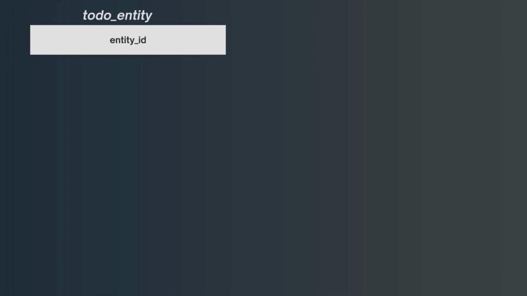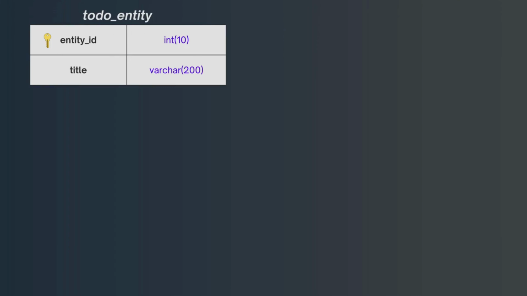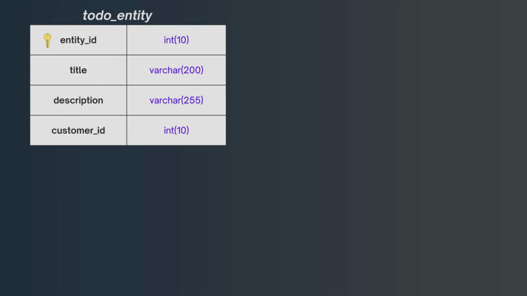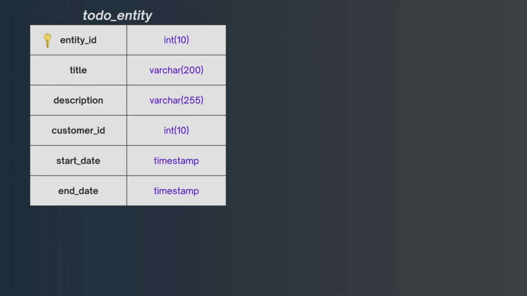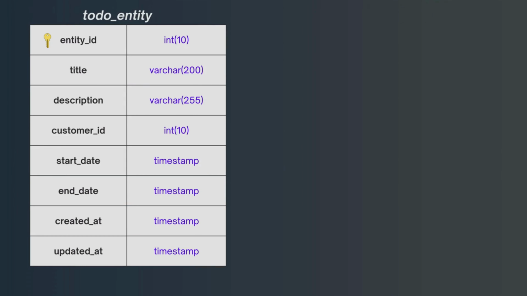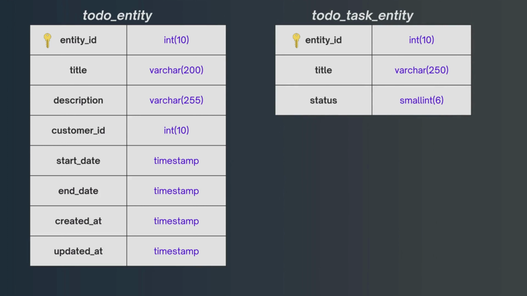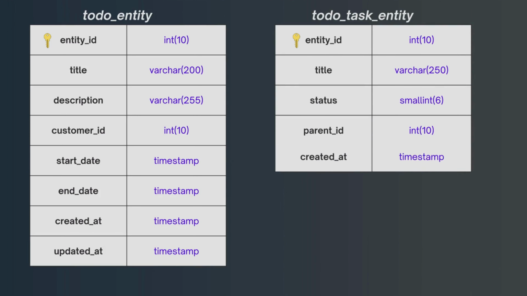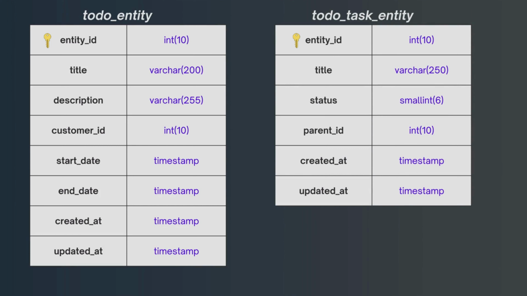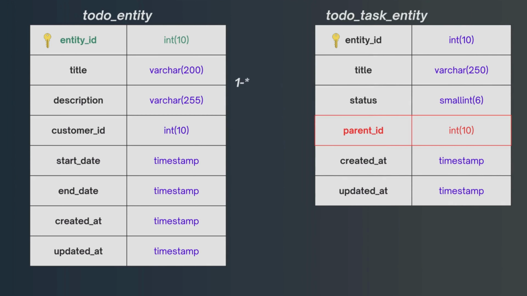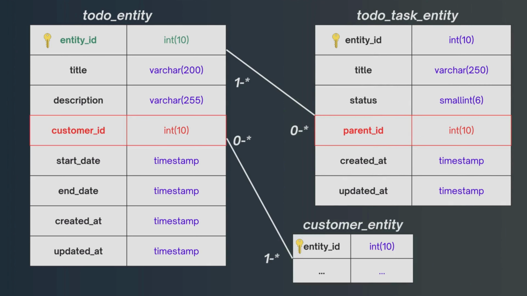The to-do entity table includes entity ID, title, description, customer ID, start date, end date, created at and updated at. While the to-do task entity has the fields entity ID, title, status, which can be 0 or 1, then parent ID, created at and updated at fields. Parent ID is a reference column to the to-do entity ID column. Customer ID from the to-do entity is the reference column to the customer entity ID column.